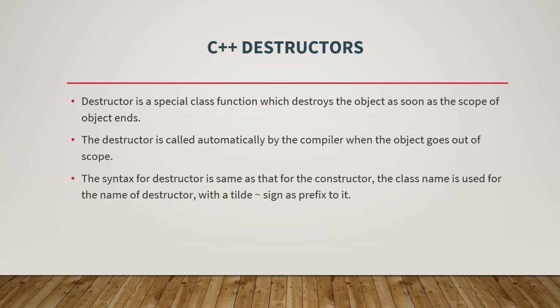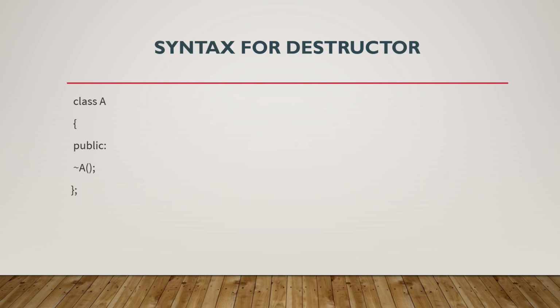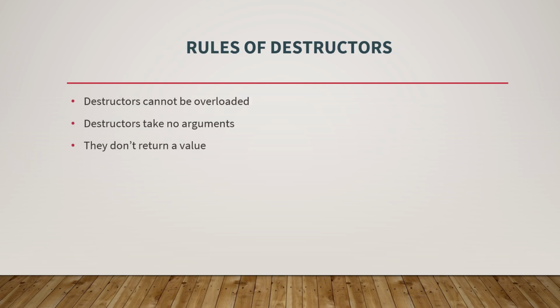So next we will move on to the destructors. Destructor is a special class function which destroys the object created by constructor. The destructor is used with the tilde symbol. So this is the syntax for representing a destructor. In this case, A is a destructor which is preceded with a tilde symbol.